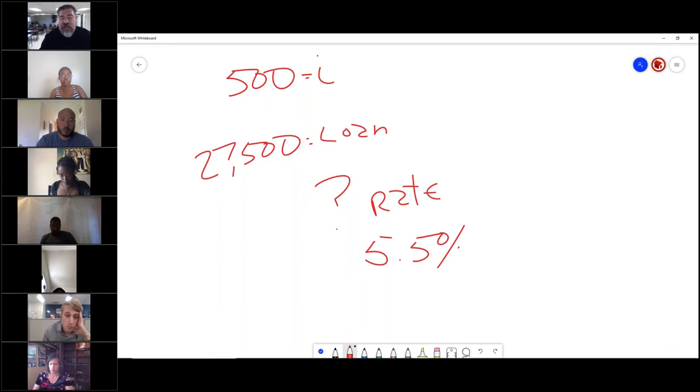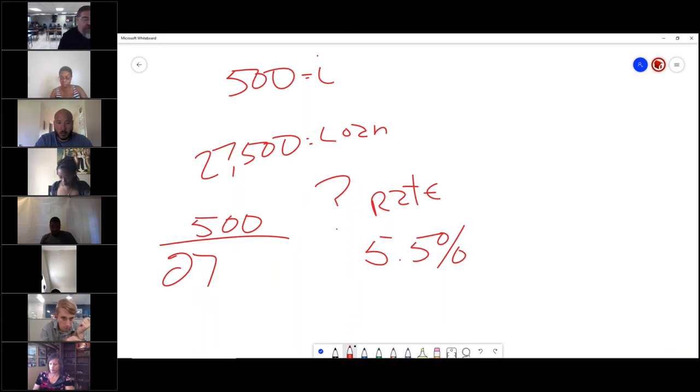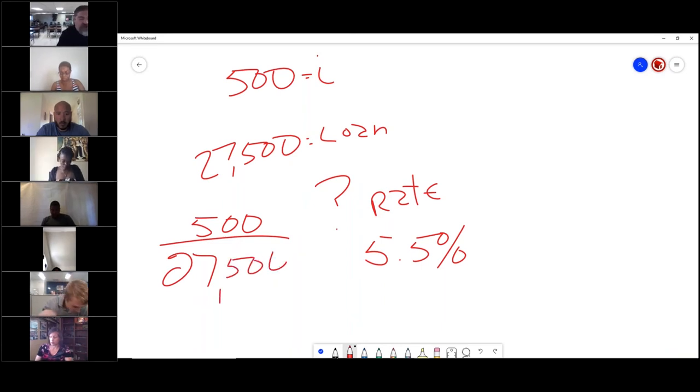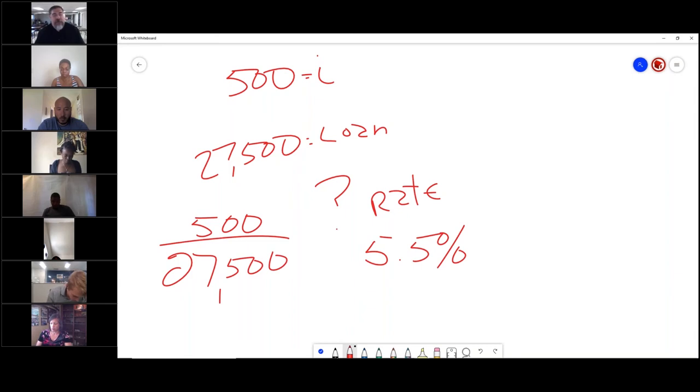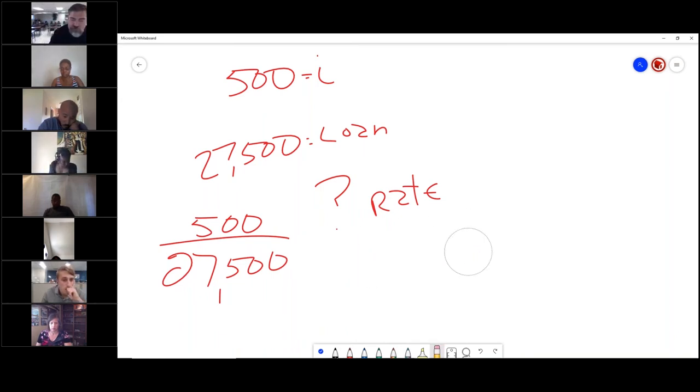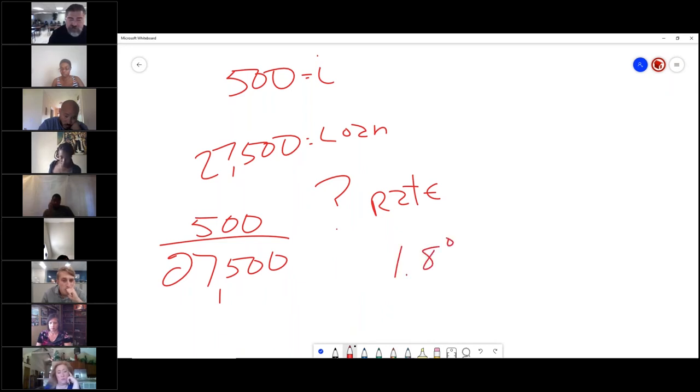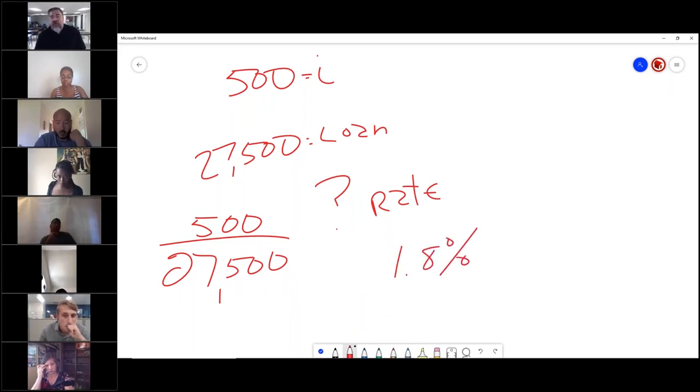I trust whoever said that. 500 divided by, that seems like a lot more than 5.5. Maybe not. 1.8%. Yeah. I got 1.8% interest. That's because it's accurate. You're right.